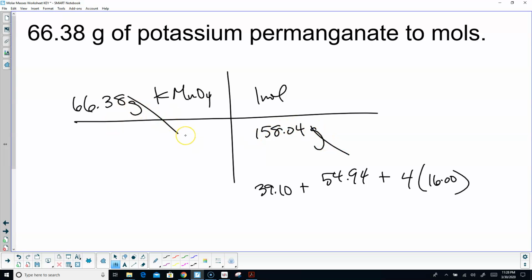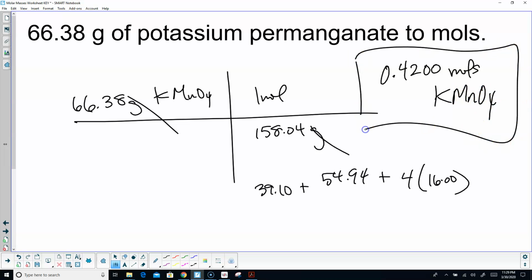Grams cancel. Divide. The number of sig figs I'm going to have is going to be 4. So you have to add a couple of zeros on here because I think it came out to be exact. So you have to add those zeros for sig figs. Moles of potassium permanganate, 0.4200.